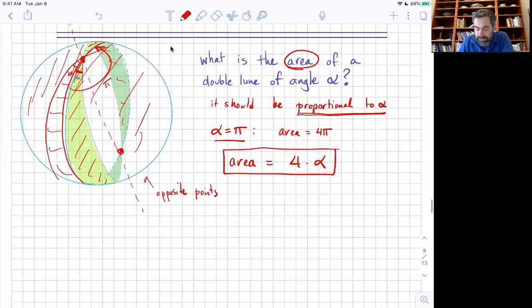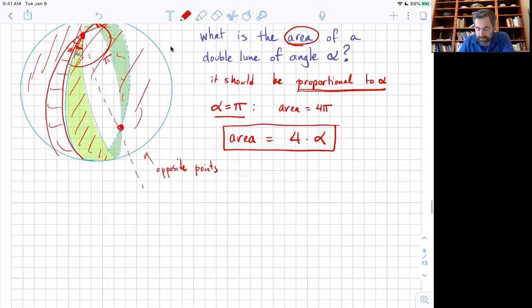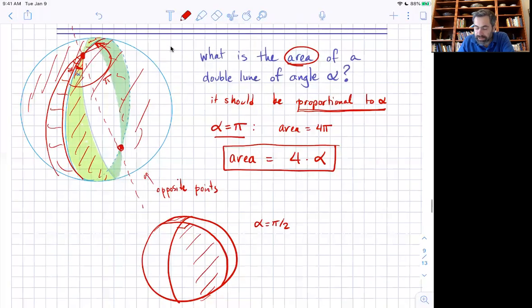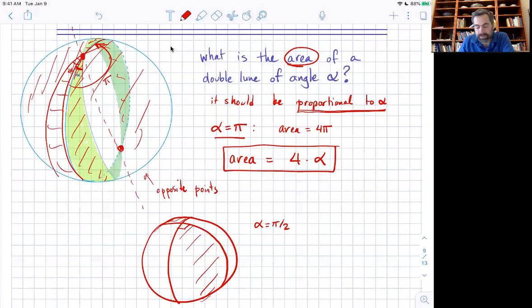Okay, so a double loon has area 4 times alpha. If you'd like, you might want to check this on a slightly less strange example. Let me leave this as an exercise: you could take a loon with 2 orthogonal great circles, when alpha is pi over 2. Then it's maybe easier to see that this produces exactly half of the area of the sphere, and you can get the same proportionality constant from that. So now we know that the area of a loon of angle alpha is 4 alpha.